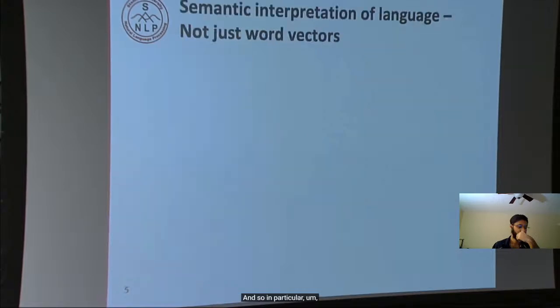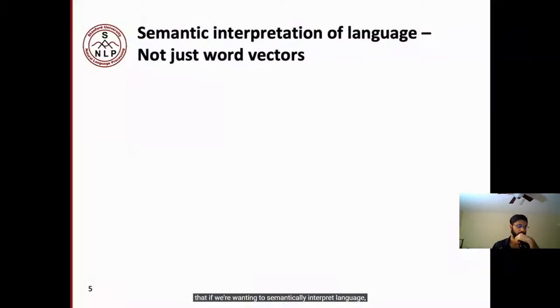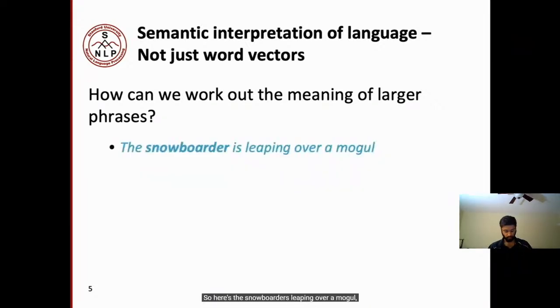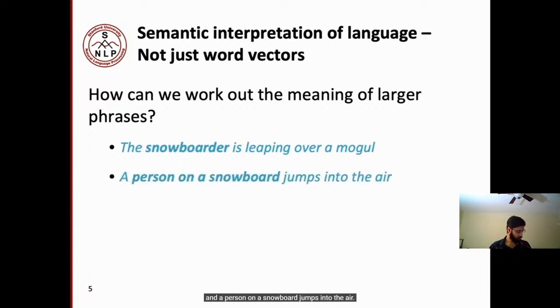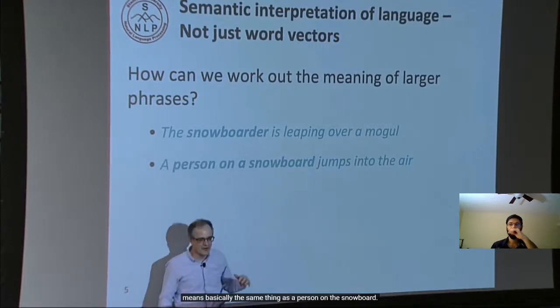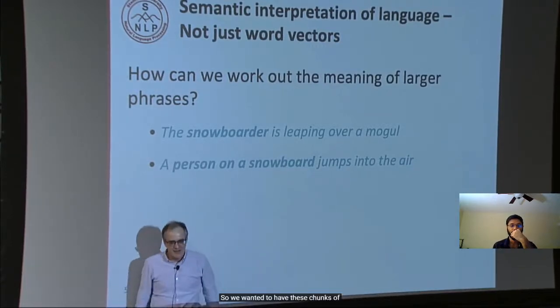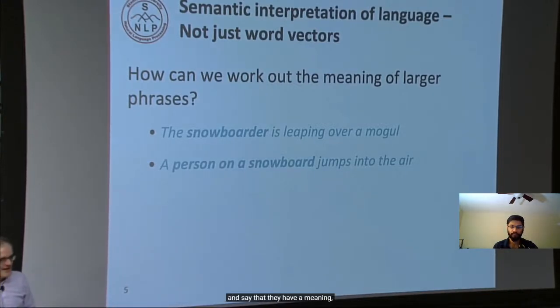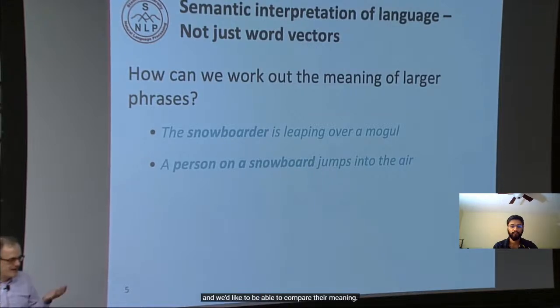In particular, if we want to semantically interpret language, it seems like we don't just want word vectors, we want meanings of bigger phrases. So here: the snowboarder is leaping over a mogul, and a person on a snowboard jumps into the air. What we'd like to be able to say is that the snowboarder means basically the same thing as a person on a snowboard. So we want these chunks of language, which in linguistics would be constituents or phrases, to have a meaning, and we'd like to be able to compare their meaning.